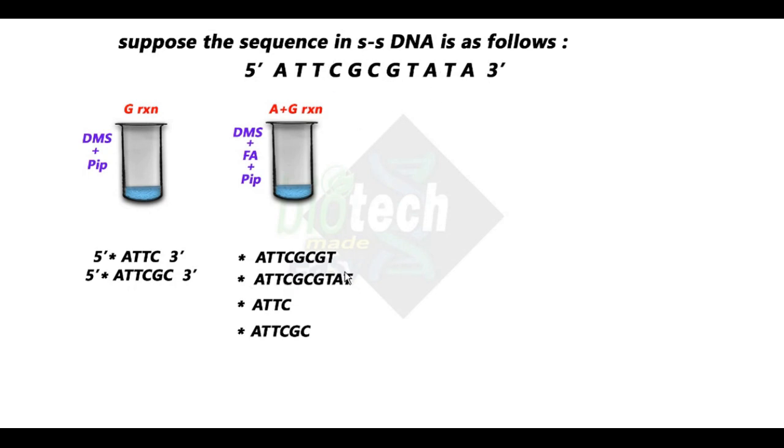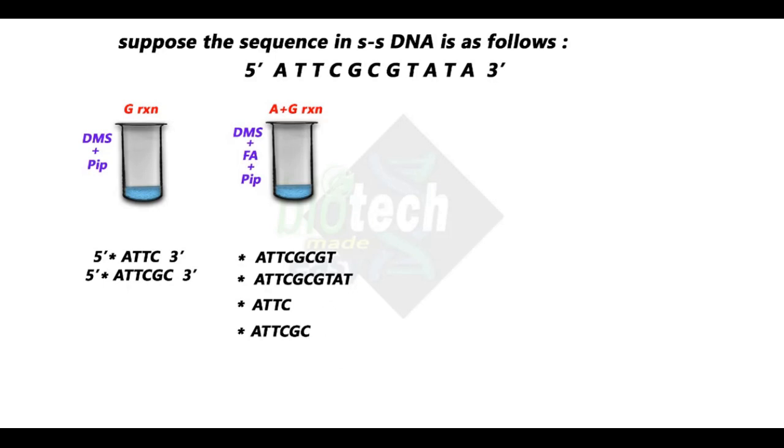So this was about A, but then you have to see the G also. Now where is G? G is present here. So you will get the breakage at this particular point, ATTC. So this you will get, and the other G is present here. So again it will break at this point. So you get ATTCGC.